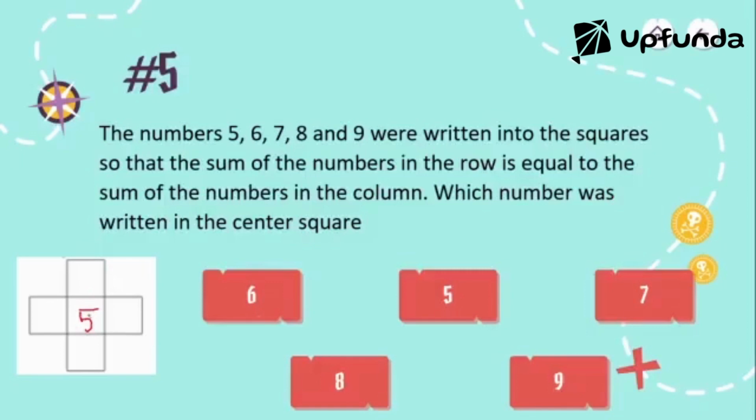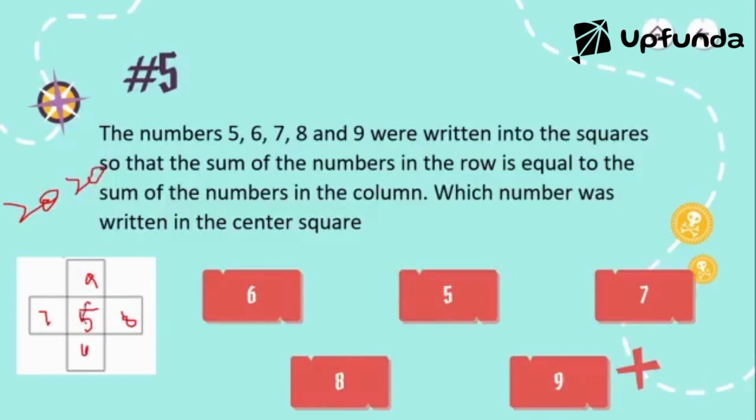So 5, 8 and 7. Then 5, 9 and 6. We add this up. 7 plus 5 is 12. Then 12 plus 8 is 20. 9 plus 5 is 14. 14 plus 6 is 20.